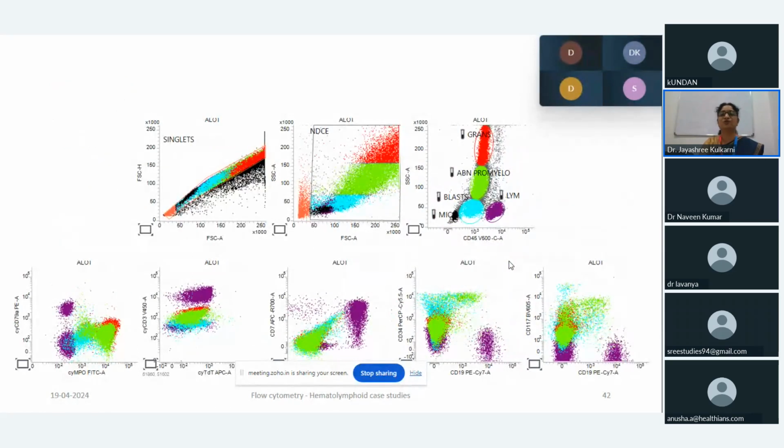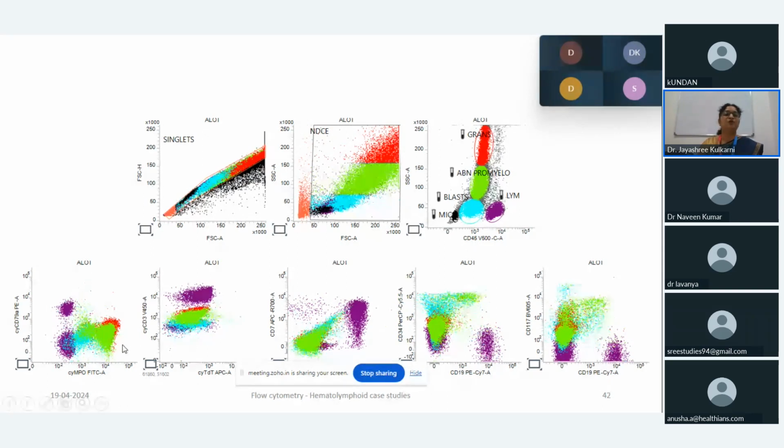So this is a straightforward diagnosis. However, how it looks on flow will be like, there are these blasts and then these abnormal promyelocytes, which are merging into your granulocytes. So what are the properties of these abnormal promyelocytes? We know they'll be CD117 positive. I showed you in the maturation plot, CD117 is positive, but they'll be CD34 negative. Your blasts will be positive, but not the promyelocytes.